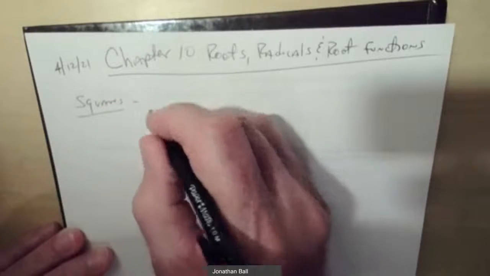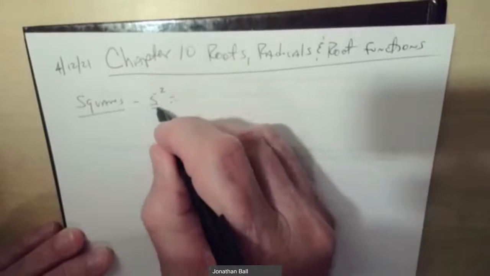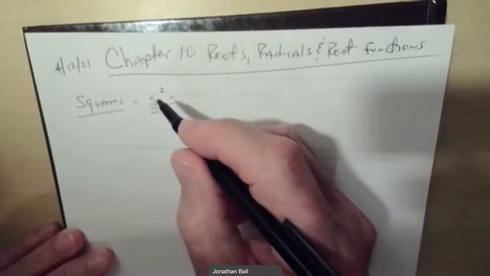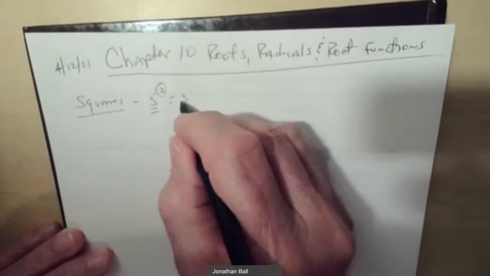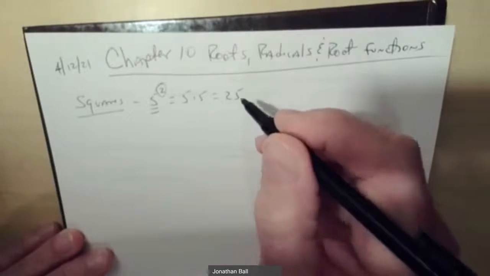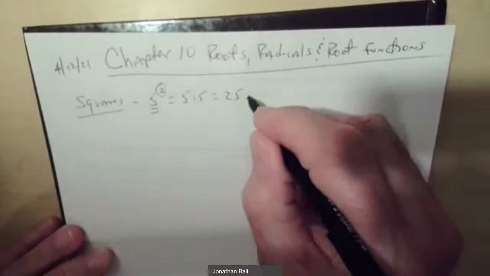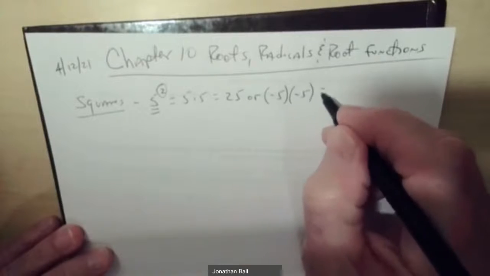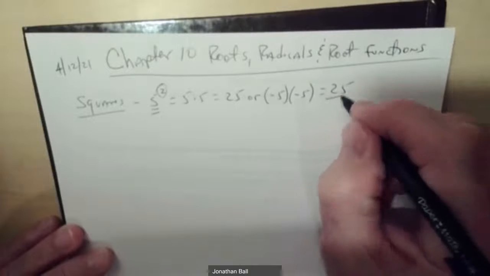If we have 5 squared, what does that mean? The base number, the big one at the bottom, gets multiplied by itself twice. So it's 5 times 5, which is 25. Or you can say that negative 5 times negative 5, a negative times a negative is a positive, and 5 times 5, of course, is 25.